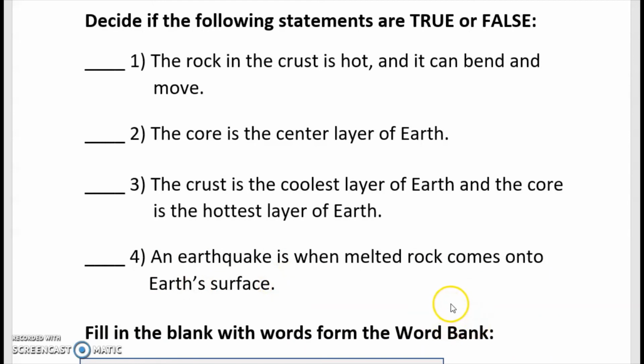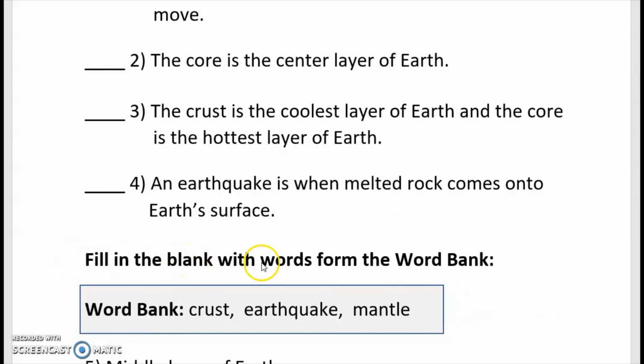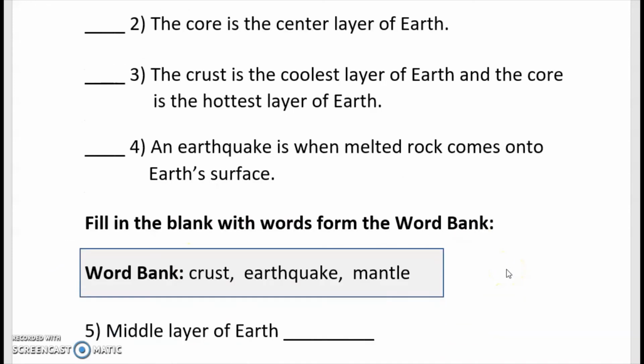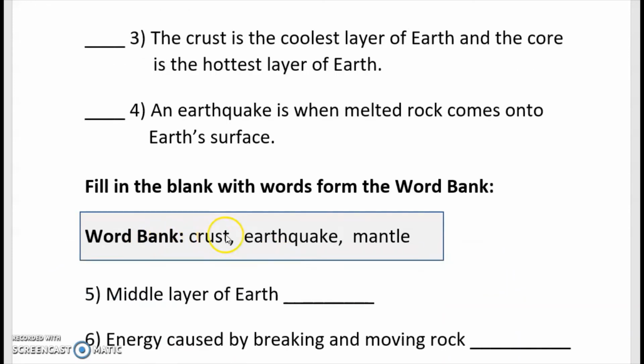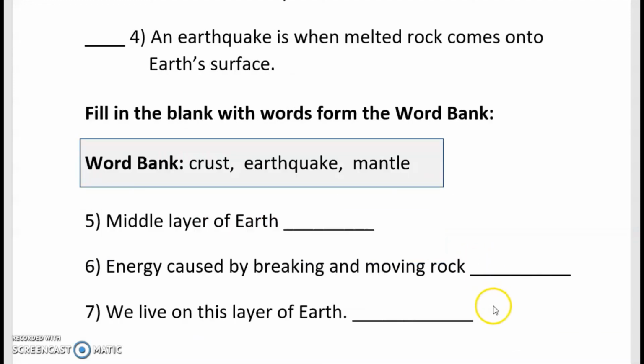True or false? Decide. Fill in the blank with words from the word bank. Word bank: crust, earthquake, mantle. Let's look at the definitions. The middle layer of Earth. Which one is that? Is it the crust? Is it earthquake? Is it mantle? Energy caused by breaking and moving rock. Is that crust, earthquake, or mantle? We live on this layer of Earth. Which one do we live on? The crust, earthquake, or mantle?